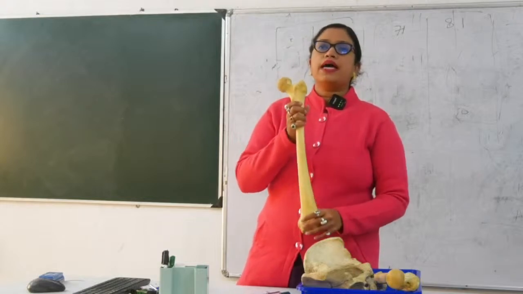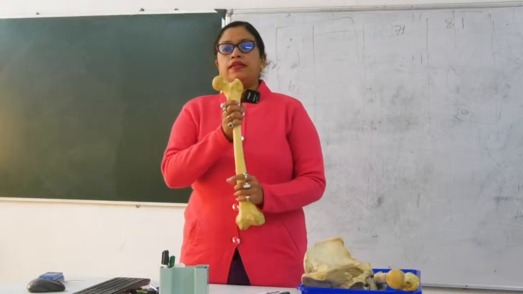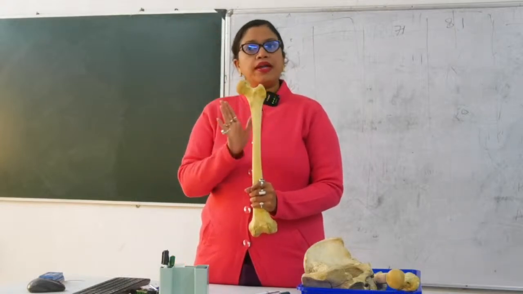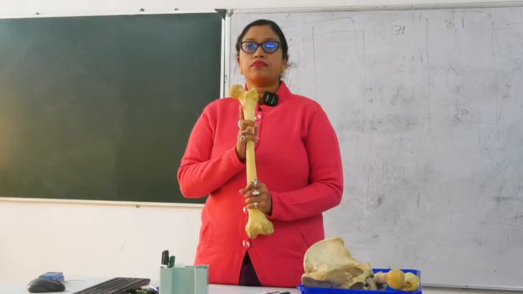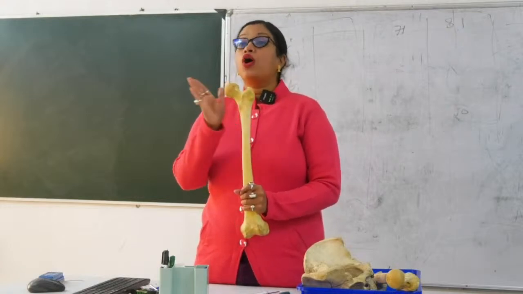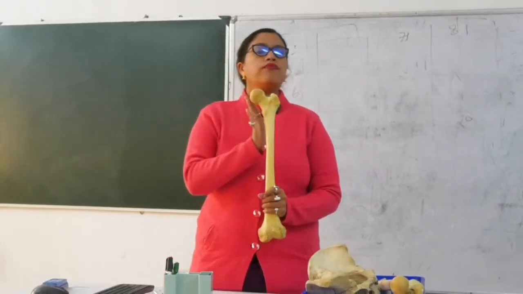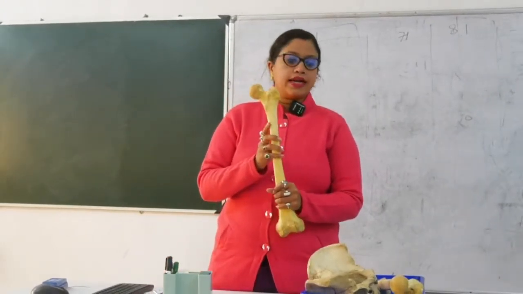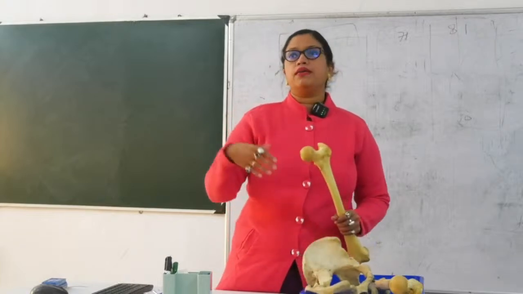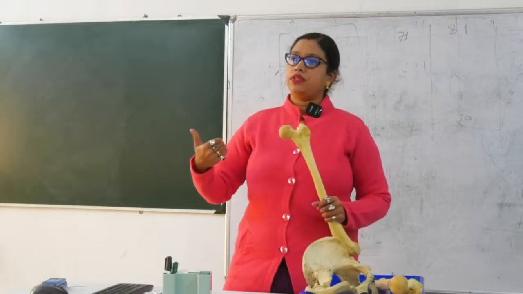For side determination, what are the factors you have to know? The head would be directed medially. How do you have to say? Upward, forward, medially, UFM. And it is articulating with the acetabulum of the hip joint. Yesterday we learned the acetabulum would always be facing the lateral side.